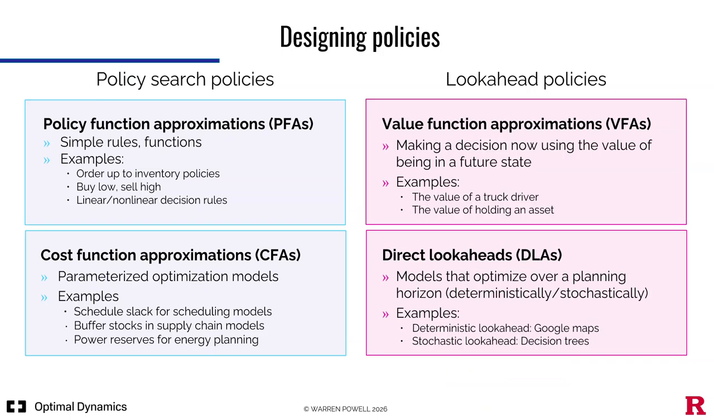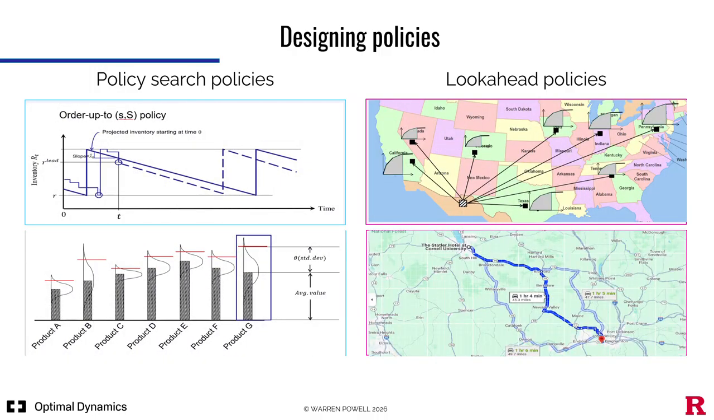So far I've covered all four classes of policies. The simplest tend to be the policy search policies, the PFAs and the CFAs, the cost function approximations. The look-ahead policies tend to be more sophisticated. These are the value function approximations where I use an approximate value of being in a state in the future, or my direct look-aheads. Now, we use all four of these, and I'm going to claim that every human uses these, even if you don't know it, even if you're not trained in it. We have just a natural tendency to recognize what is the best way to solve a problem.